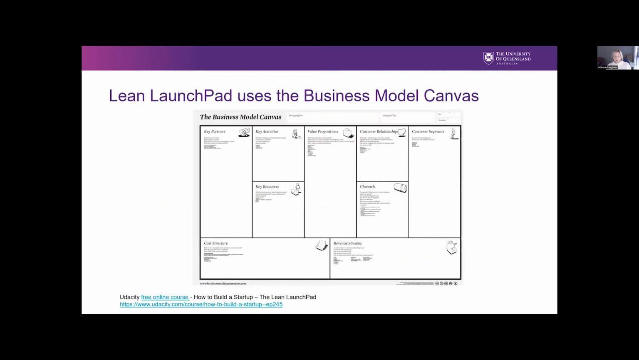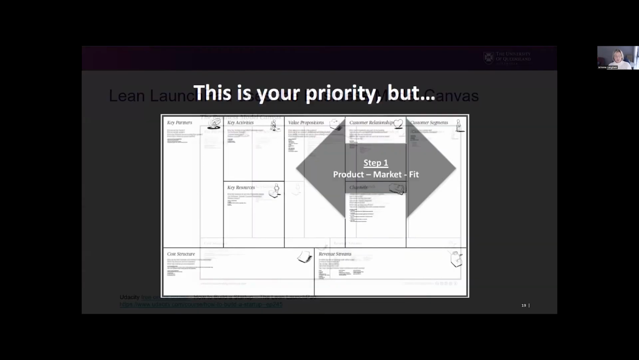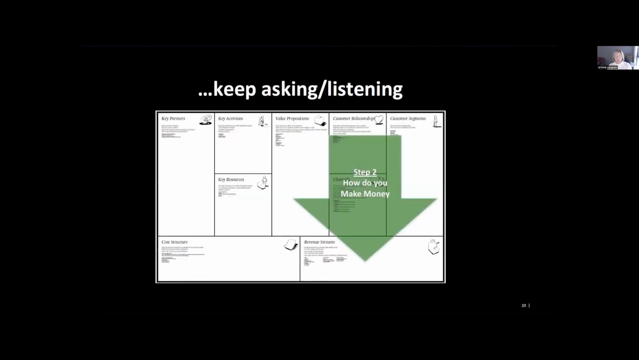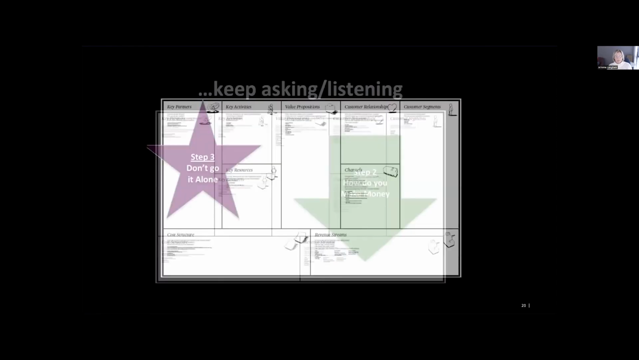So the Lean Launchpad uses the business model canvas, so feel free to use this in your approach as well as the standard thing. The first bit is looking to actually understand whether you have a product market fit, whether the customer actually is looking for a product that is the thing that you're suggesting. What is the value proposition? That is the first thing that you'll be doing using the business model canvas. You need to work out how you think you'll be able to make money from your idea. So you'll be looking at the revenue streams.